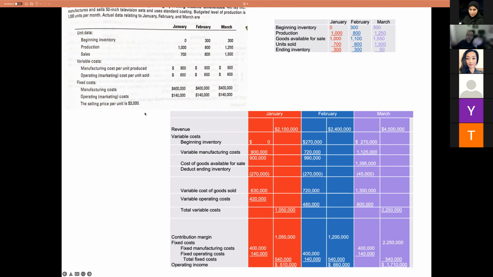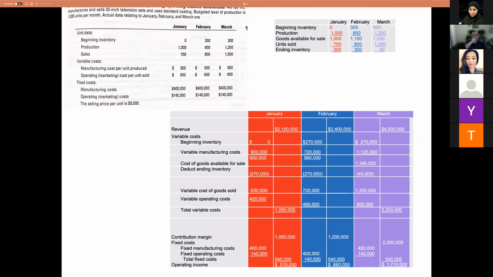Okay. Now we have to think about the capacity. We need to figure out the rate, the fixed overhead rate. Right now we only know the budgeted fixed manufacturing cost, 400,000. In order to get a rate, we need to know the denominator. What do you think the denominator will be for this question? Manufacturing cost divided by production.